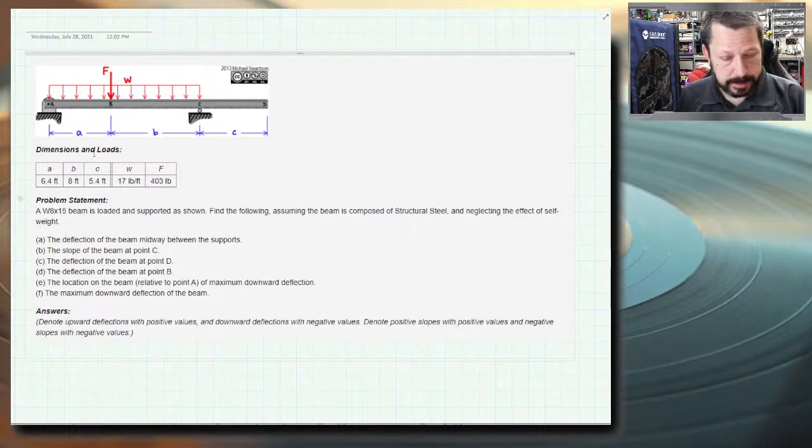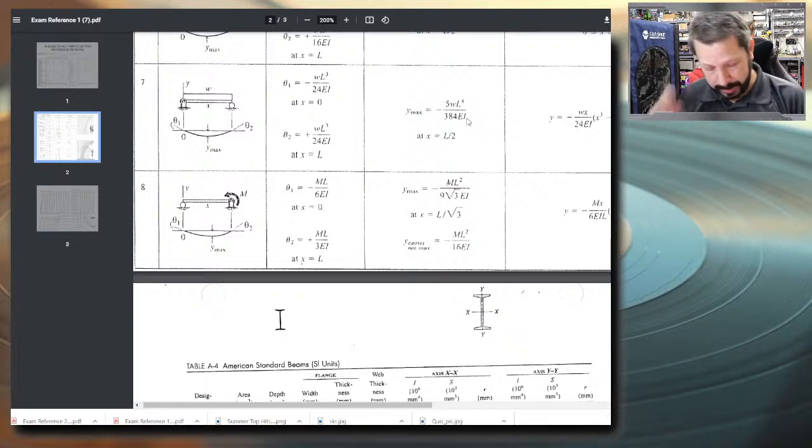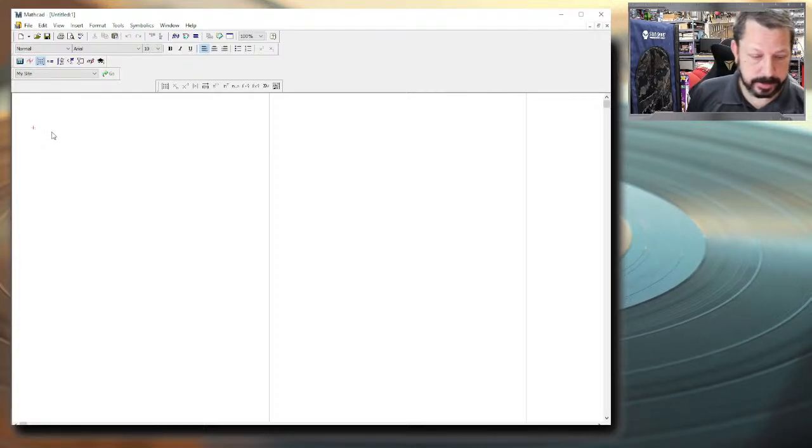So what we are using, let's do the easiest part first, which is just a simply supported beam, ignoring the cantilever, with a distributed load all the way across it, and we want to know the deflection midway between the supports. So case 7, deflection, this is at x equals L over 2. That's midway between the supports. L is the distance between the supports. So we have just this equation, 5wL to the 4th over 384EI. I have MathCAD open, so we're going to need it later. So let's go ahead and use it for this also.